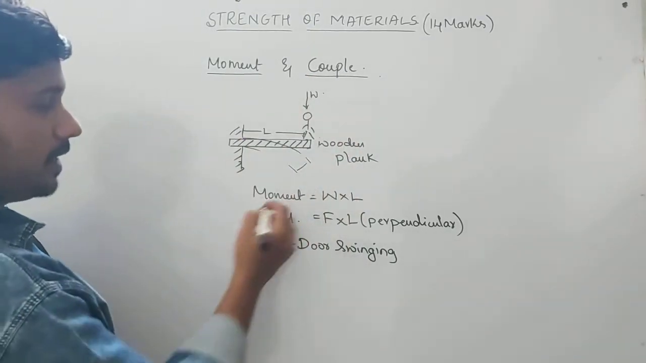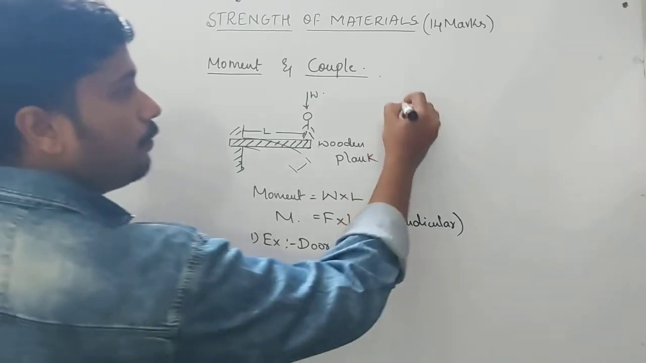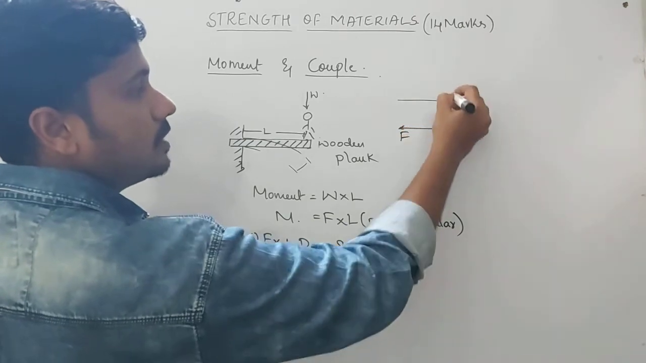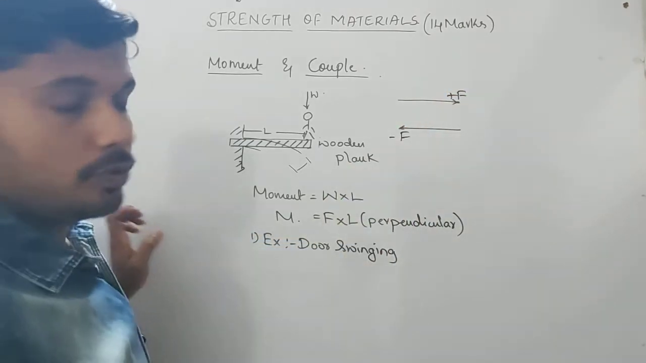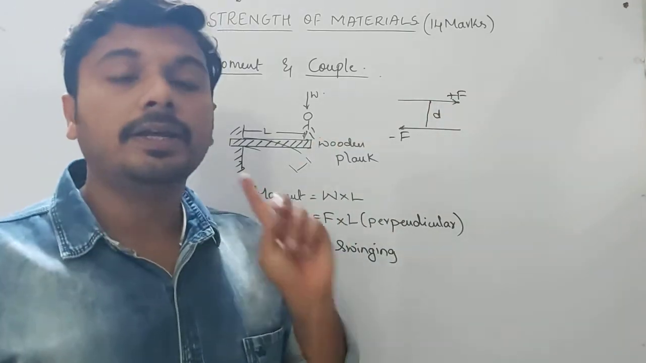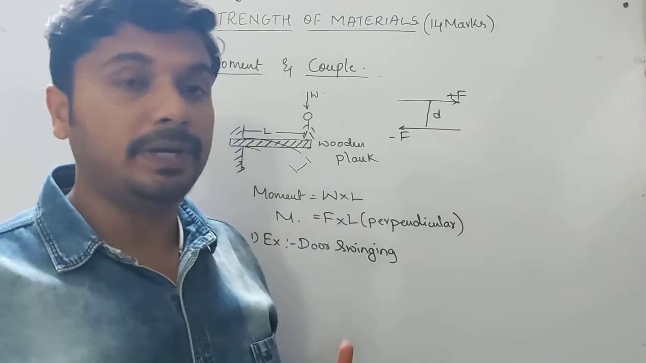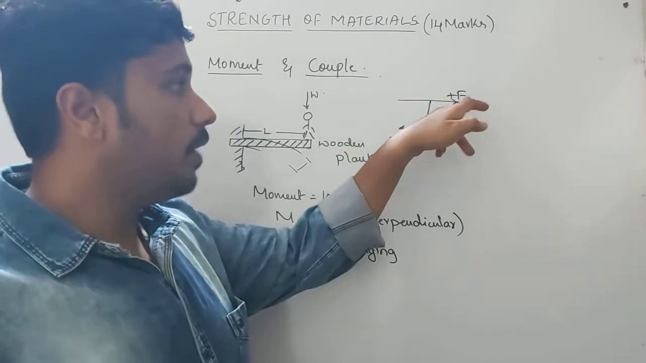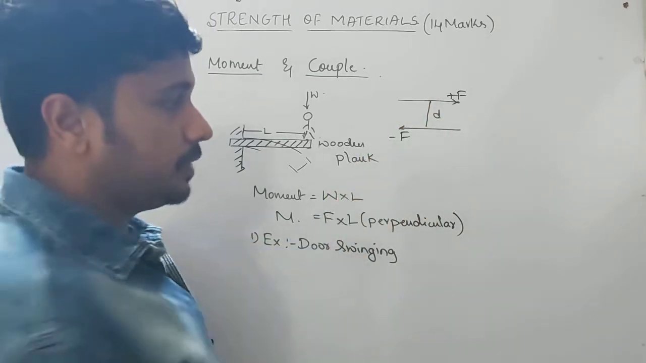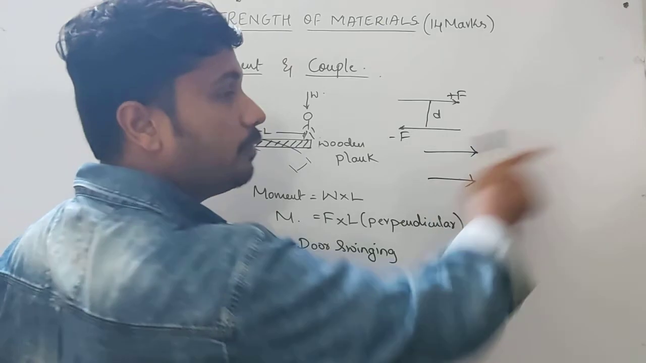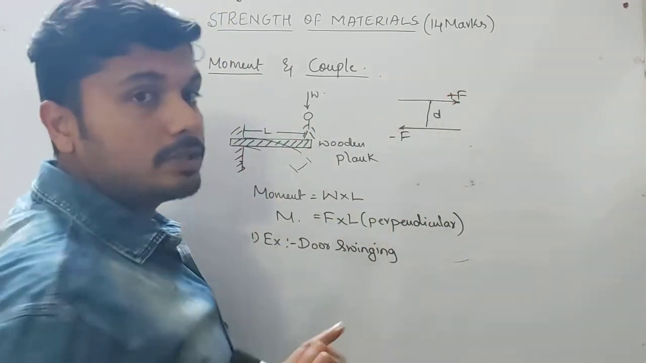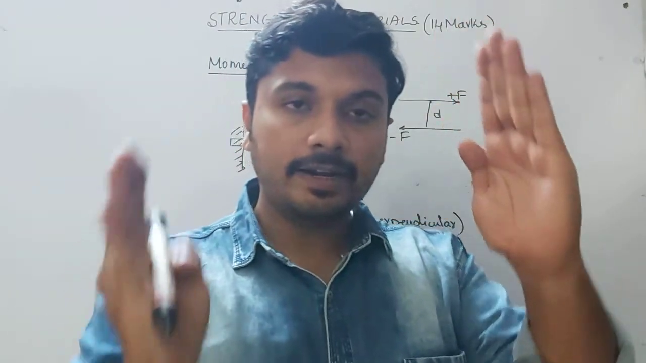Coming to the couple. A couple is nothing but two forces applied in opposite directions. This is the plus force and this is the minus force, separated by some perpendicular distance d. One force moves in the positive direction, the other in the negative direction. Both should be opposite. It cannot be like this, with two forces moving in the same direction. To form a couple, you compulsorily require two forces in opposite directions so that it rotates.